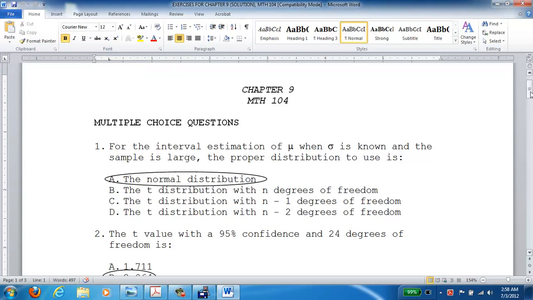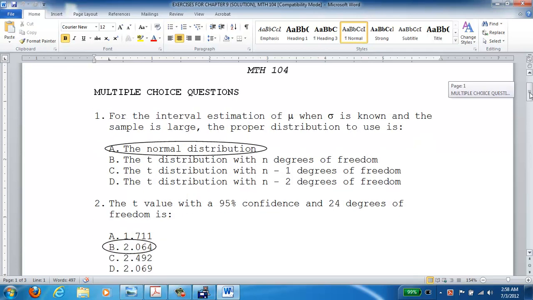Let's go to see the problems and exercises for chapter 9. Number 1, in this case sigma is known. So if sigma is known, we have to use the normal distribution. The correct one is A.